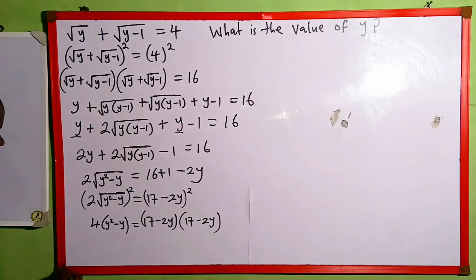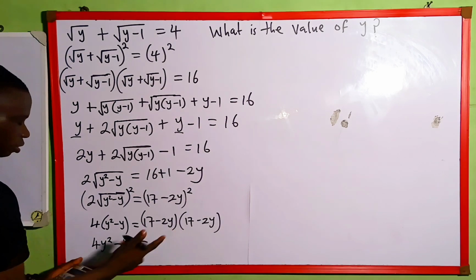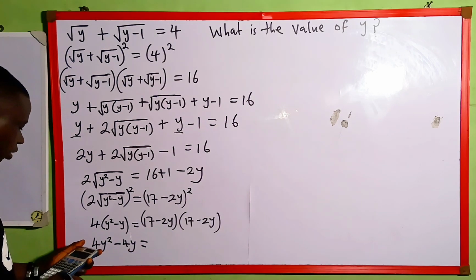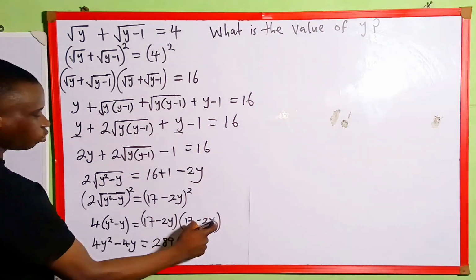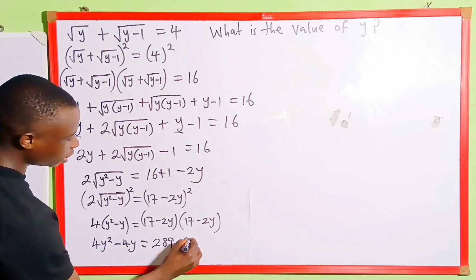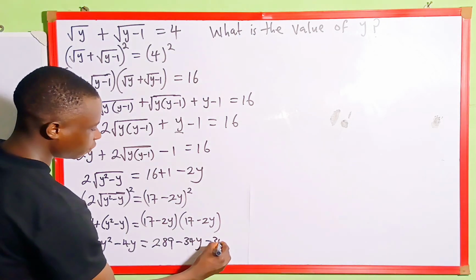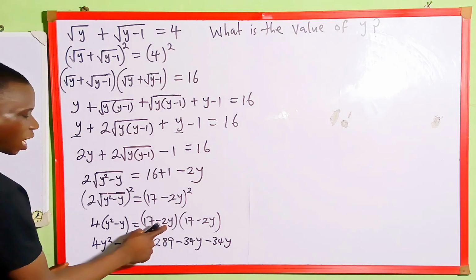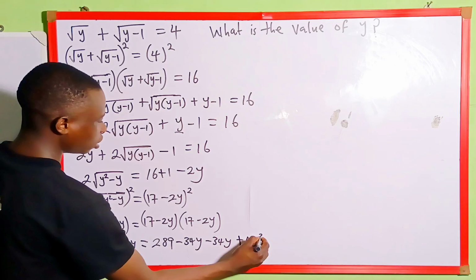So here, let's expand this bracket. 4 multiplied by y squared is going to give us 4y squared. Then 4 multiplied by negative y is going to give us negative 4y, which is equal to, so here we have 17 multiplied by 17 is going to give us 289. And 17 multiplied by negative 2y is going to give us negative 34y. Then here we have negative 2y multiplied by 17, which is negative 34y. Then negative 2y multiplied by negative 2y is going to give us positive 4y squared.